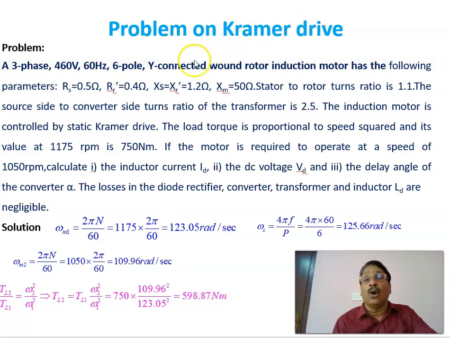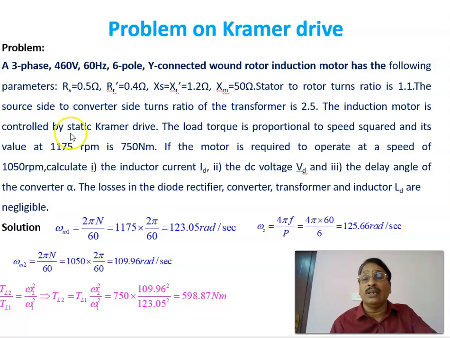Now let us see a problem on Kramer drive. Problem: a 3-phase 460 volt 60 hertz 6 pole star connected wound rotor induction motor has the following parameters: RS equal to 0.5 ohms, RR dash equal to 0.4 ohms, XS equal to XR dash equal to 1.2 ohms, and XM equal to 50 ohms. Stator to rotor turns ratio equal to 1.1. And the source side to converter side turns ratio of the transformer equal to 2.5.